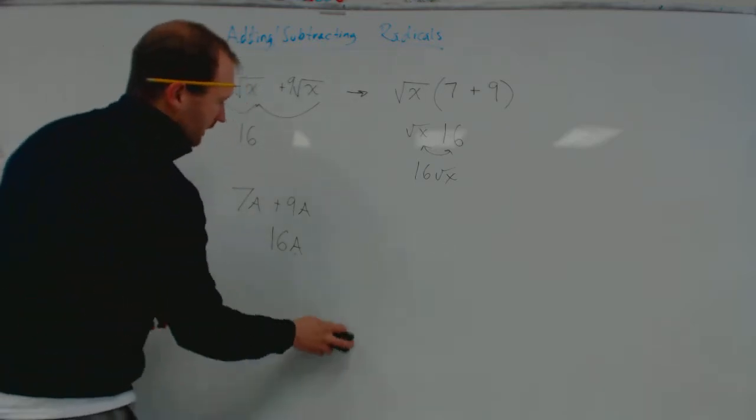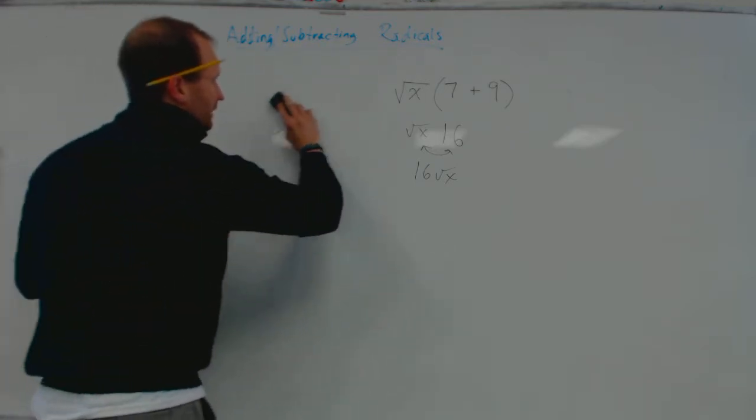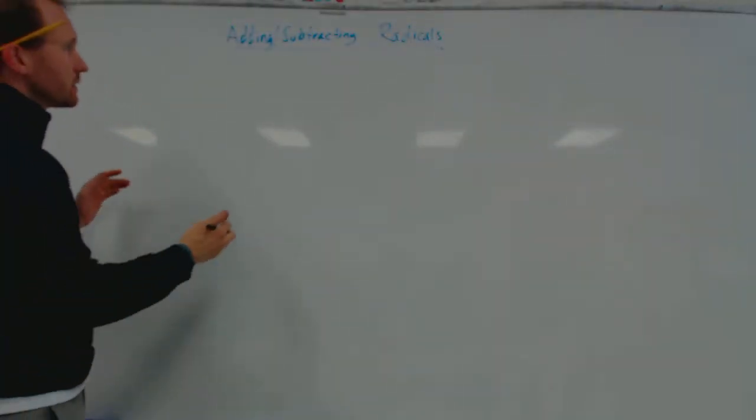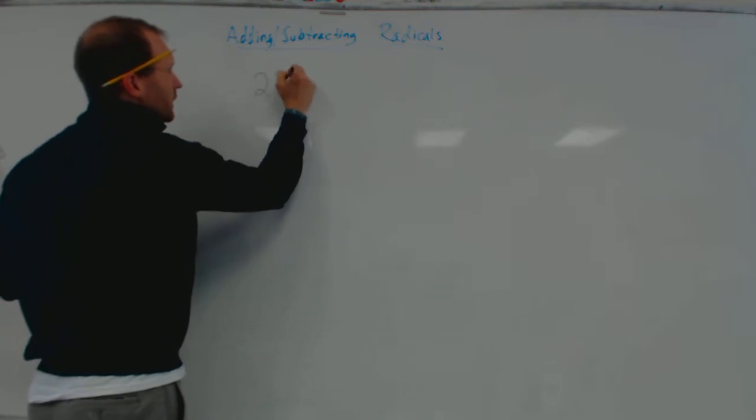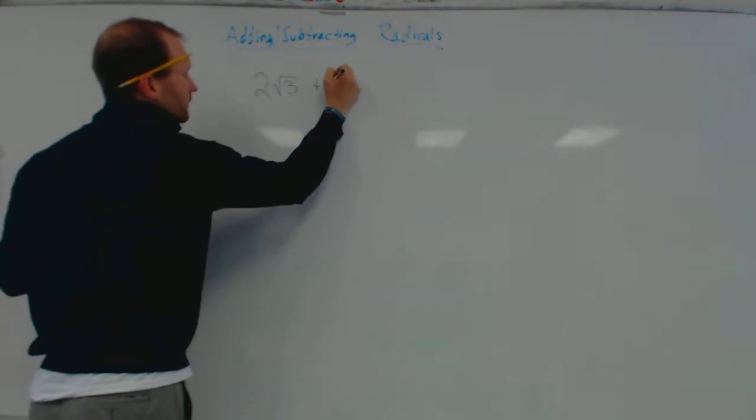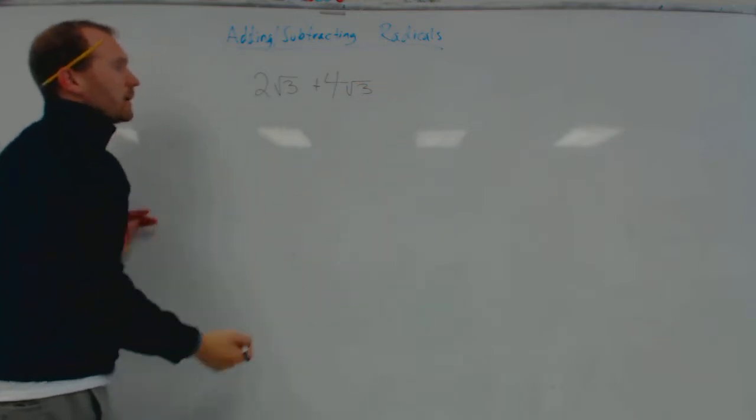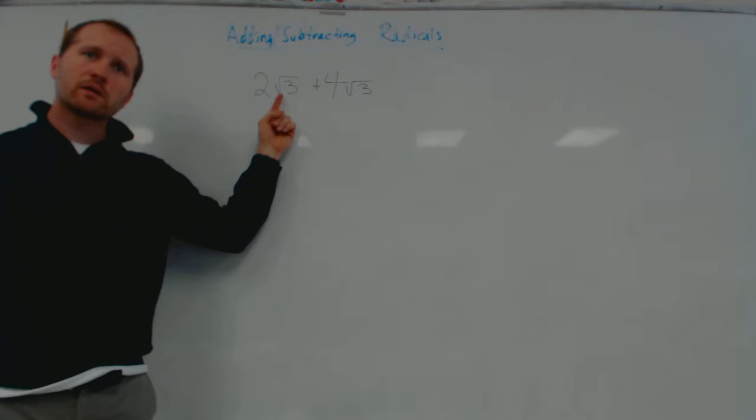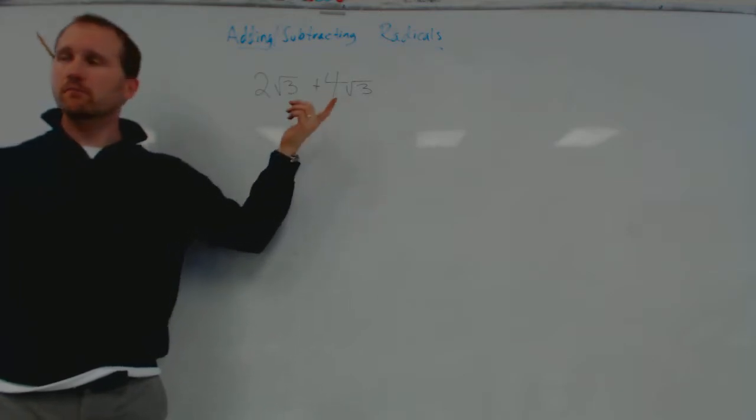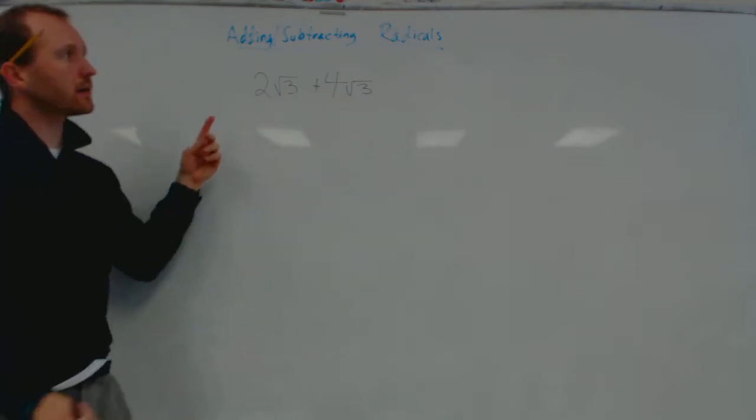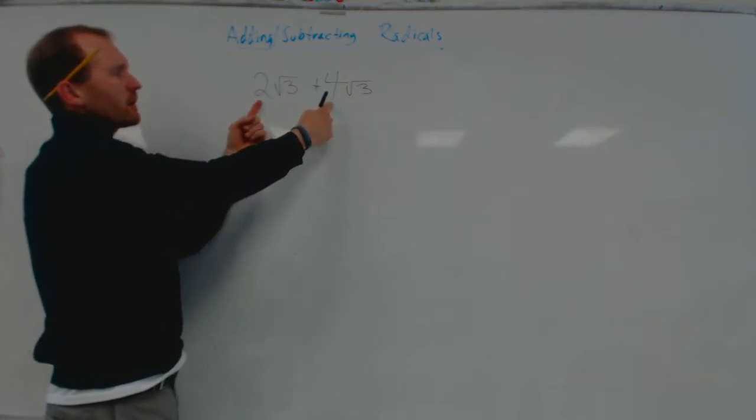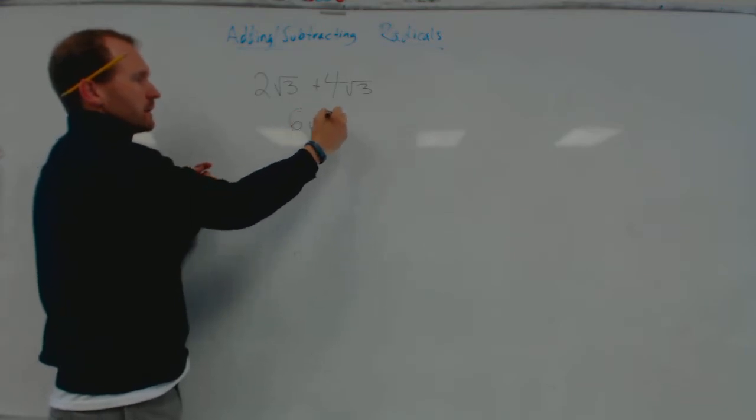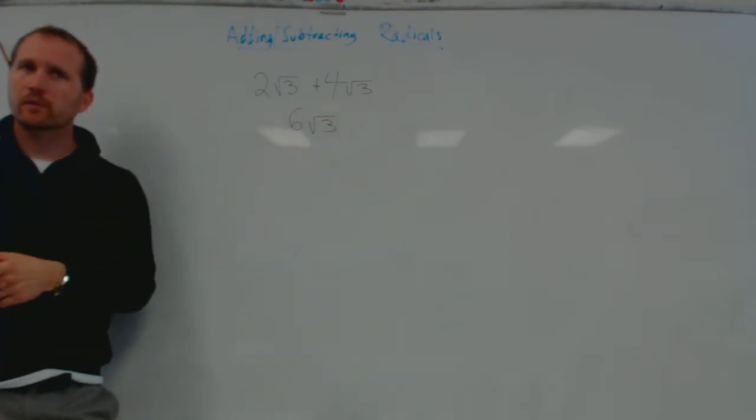Okay? Let's take a look at some examples. The thing that's going to be a little different about this is we will not always have variables. So for example, what if I had 2 square roots of 3 plus 4 square roots of 3? The first thing I check, do I have the same thing in my square root? The square root of 3 and the square root of 3. Yes, I do. So then, can I add these numbers? Can I add 4 and 2? Yeah, that would be 6. So I just have 6 square root of 3.